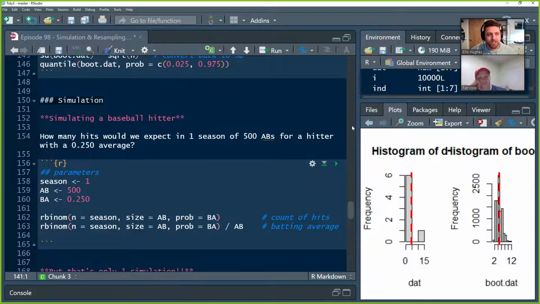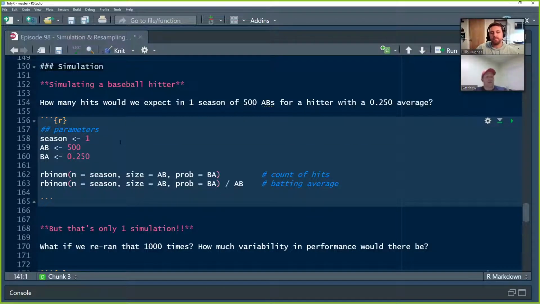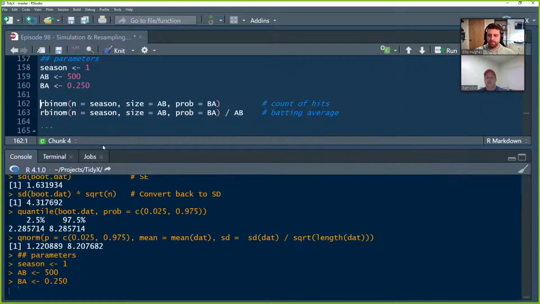How do we actually use this, Patrick? All right, simulation. So remember, we're creating data from a data generating process. So here we have a baseball hitter, and we want to know how many hits we would expect in 500 at bats for a hitter that is a 250 hitter. So he's basically getting a hit 0.250, a quarter of the time.